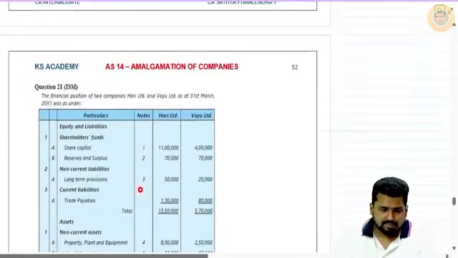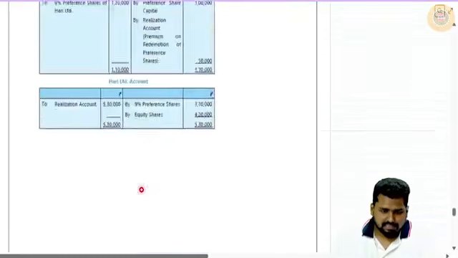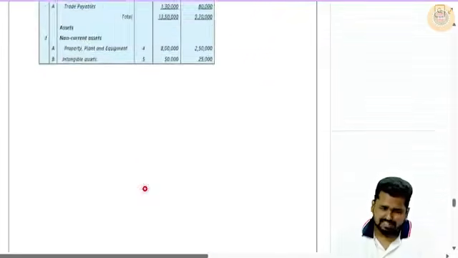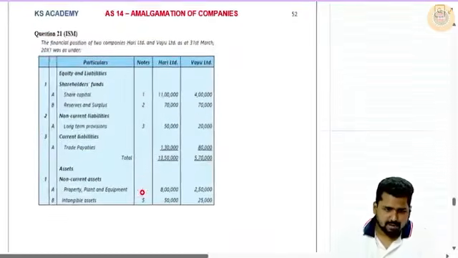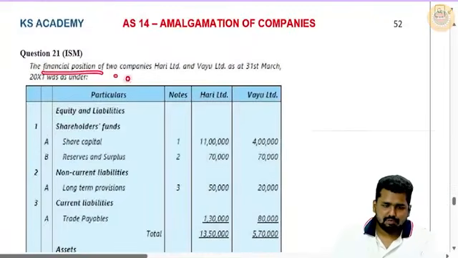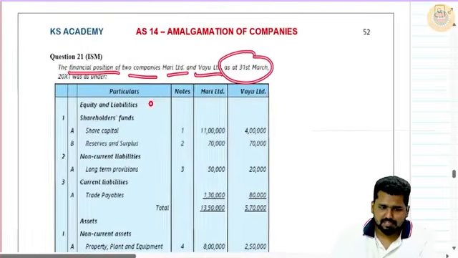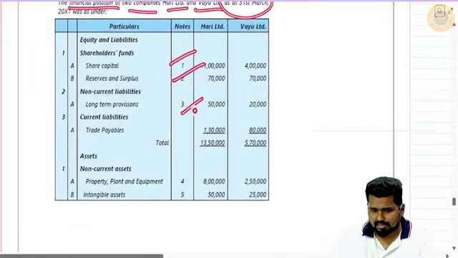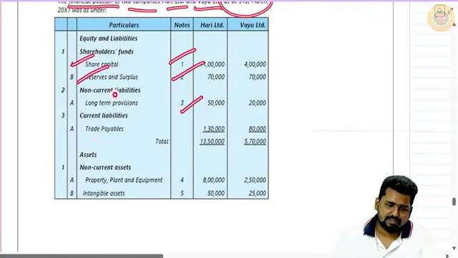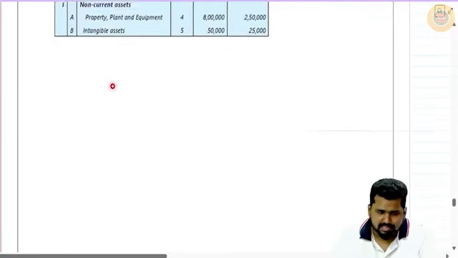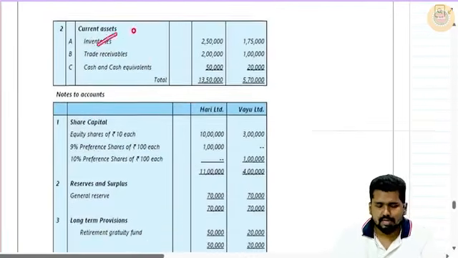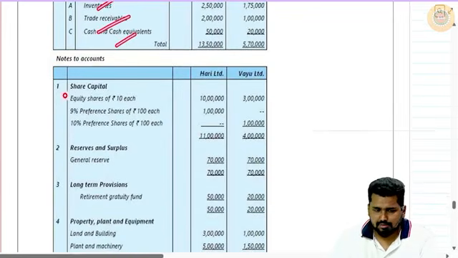Clear everyone? Okay, one question I will discuss: Hari and Vayu Limited, a very easy question actually. Listen. The financial position of two companies, Hari and Vayu Limited, as of 31st March is given. All the data they have given: share capital, reserves, long-term provisions, payables, non-current assets, all the assets. Now look into the share capital pattern whatever we are having, we'll check.